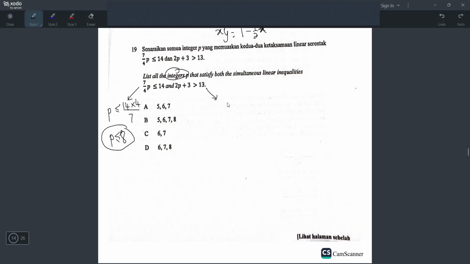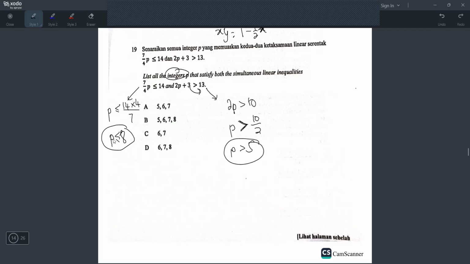The other solution, 2p plus 3 bigger than 13. So how to find p? Well, this bigger, I'll leave it, and then the 3, I'll move it there, it becomes 13 minus 3, which is 10. So p, therefore, is bigger than 10 divide 2. So p is bigger than 5. And I want to mention one more time, when you divide a negative number, the symbol has to flip. For example, if I'm dividing by negative 2, then the bigger has to change to smaller. But this one, I divide by a positive value, so don't need to flip. So this is my other solution.